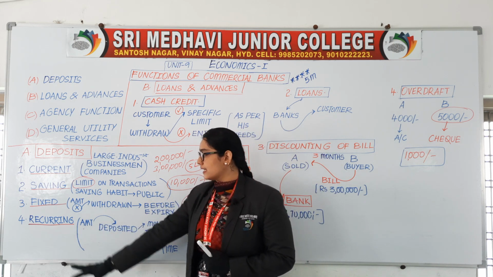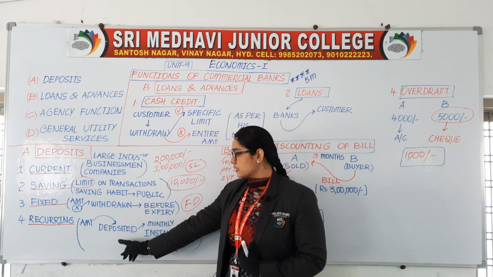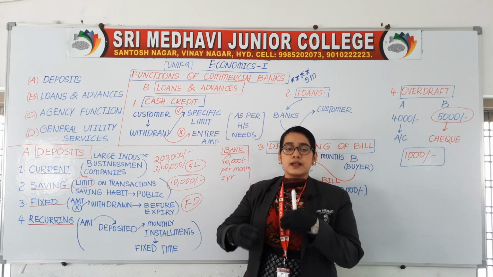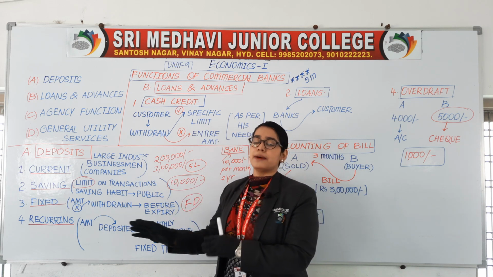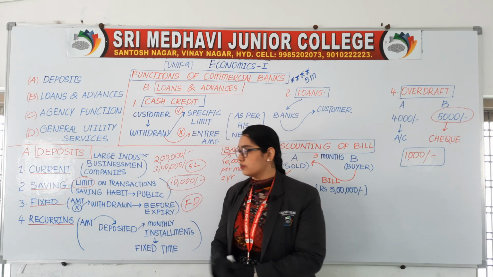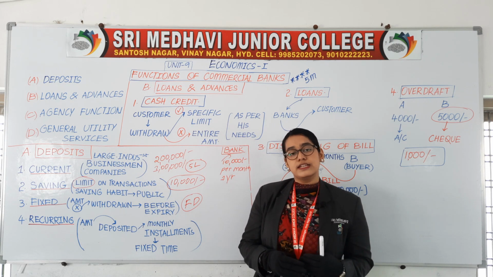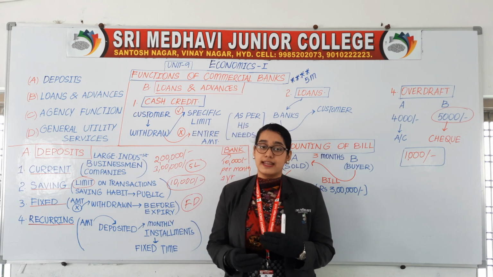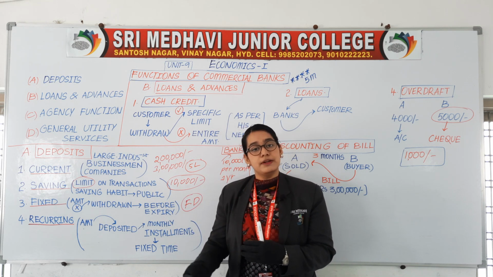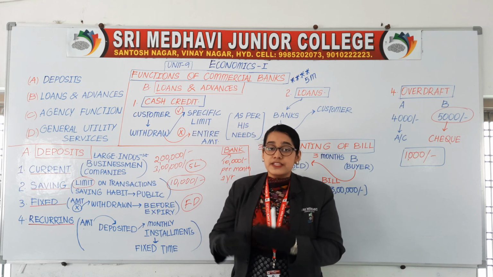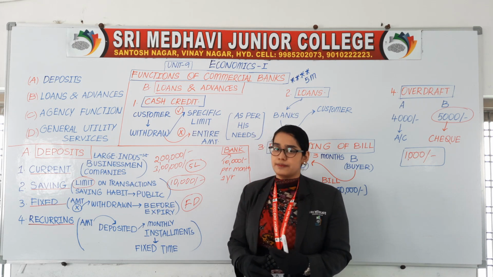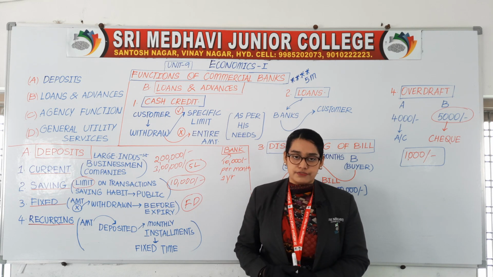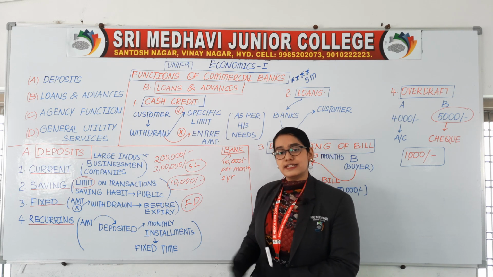Last is recurring deposit. Amount is deposited in monthly installments for a fixed period of time. Monthly you will be depositing a certain amount into the bank. So today if I have deposited 5,000, next month also I will be depositing 5,000, then next month again 5,000. This will continue till a fixed time. If I have said to the bank for 2 years, I will deposit 5,000. So that is the fixed time.